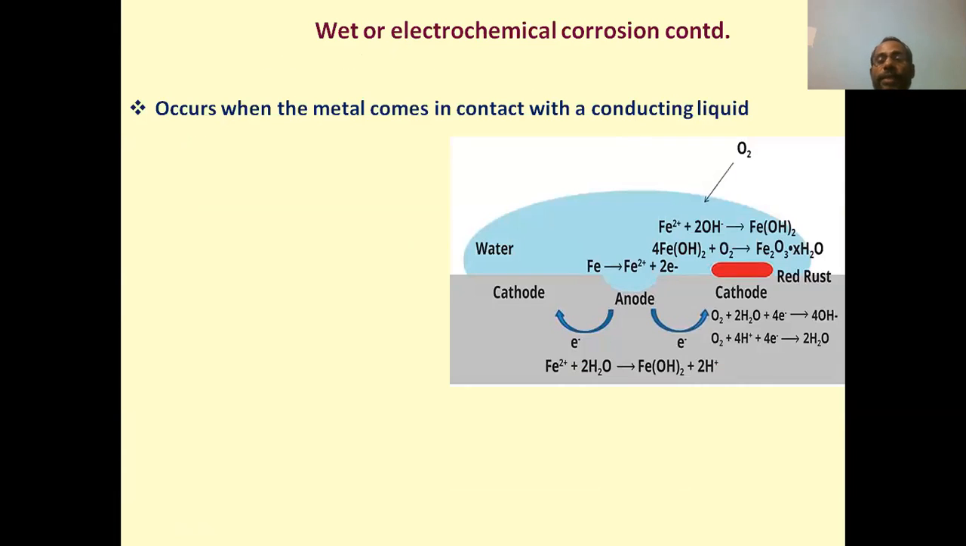Here, the metal comes in contact with a conducting liquid. This gray color is nothing but an iron metal, and it comes in contact with a conducting liquid, which is nothing but water, just on its surface. Now what happens when the metal comes in contact with a conducting liquid? One part of the metal acts as an anode and the other part acts as a cathode. A small part on the metal surface acts as anode and the rest of the metal surface acts as cathode. That's why cathode is here, also cathode is here, and a small part here acts as anode, right?